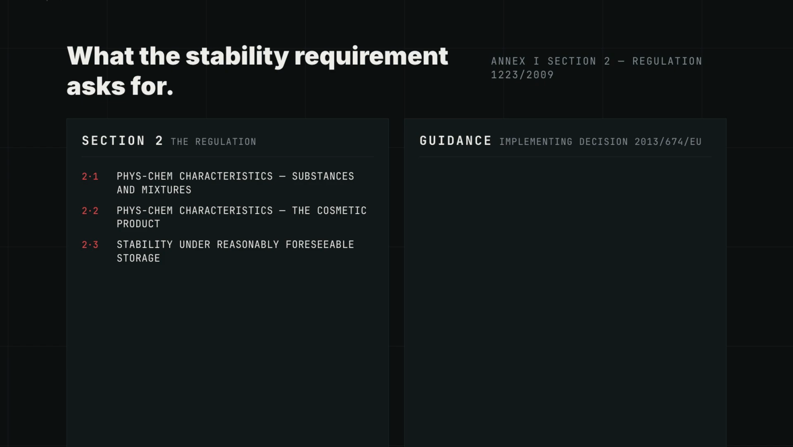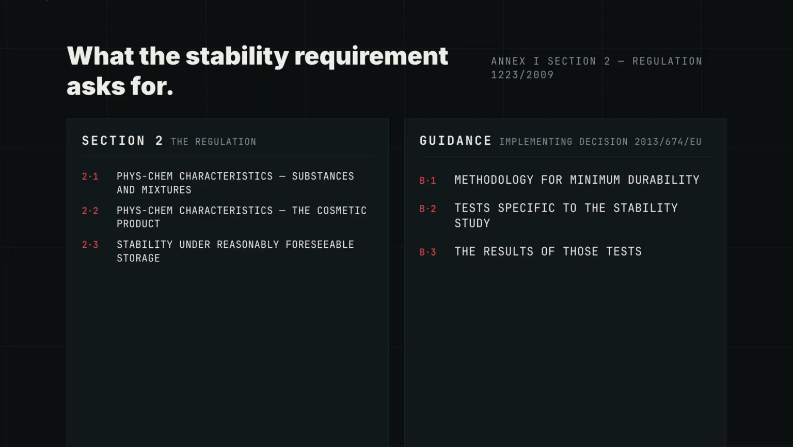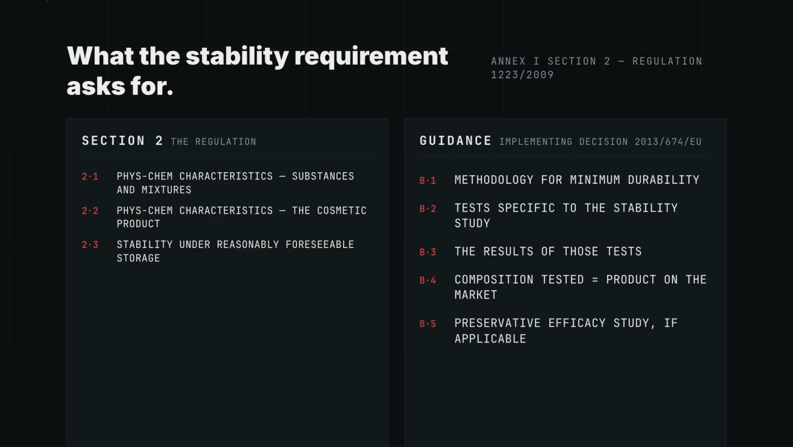The guidance asks for the methodology used to determine minimum durability, the tests specific to the stability study, and the results of those tests. Alongside them, 3 further items. Evidence that the composition of the product used for stability testing corresponds to the product actually placed on the market. The results of the preservative efficacy study, for example, a challenge test, if applicable. And, when applicable, the period after opening and its justification.